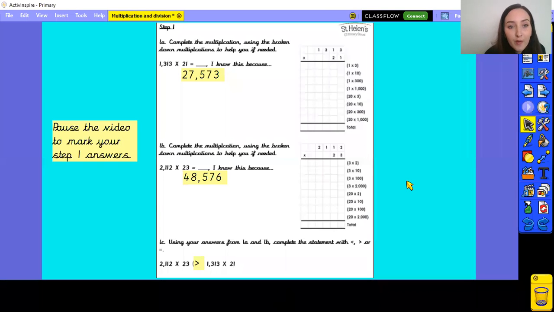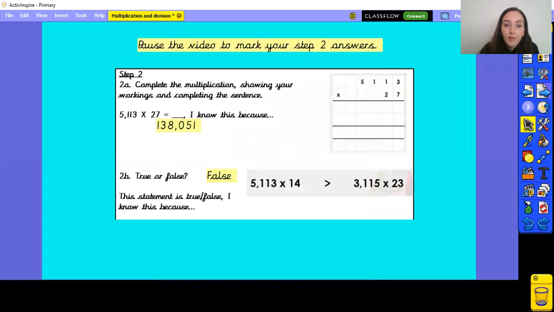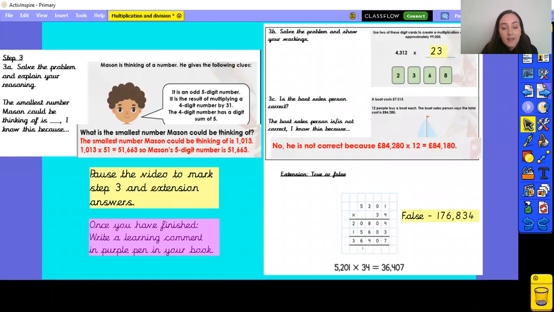Okay, well done everyone for completing your independent work. Here is step 1 answer. So you need to pause the video to mark your step 1 answers. Okay, and here are the answers for step 2. So pause the video to mark your step 2 answers. Okay, and here is the answers to step 3. So pause the video again to mark your work.